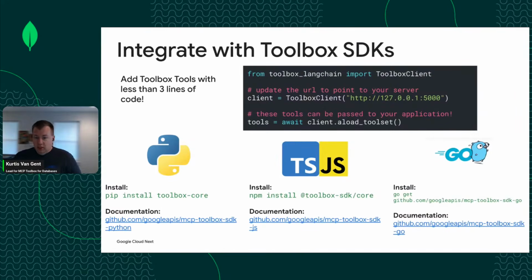Toolbox also has its own SDKs. So of course you can use any MCP client out of the box if you want, but we also have our own SDKs that are smoother and a better experience than some of the official ones. We have support for Python, TypeScript and JavaScript, and of course Go. So you can use all of these SDKs to access a lot of the features that we have built on top of MCP, things like tool sets and some of the authentication features for a more streamlined experience.